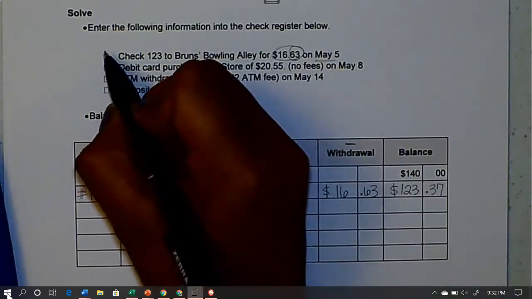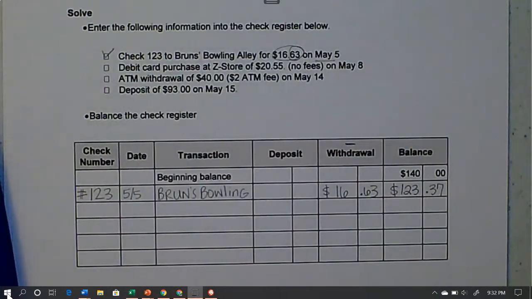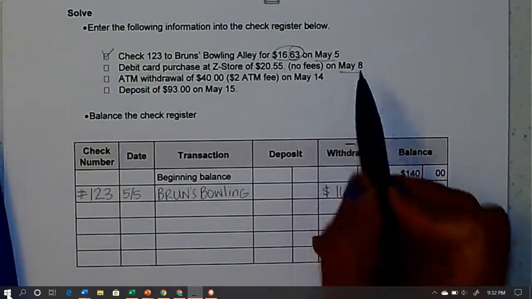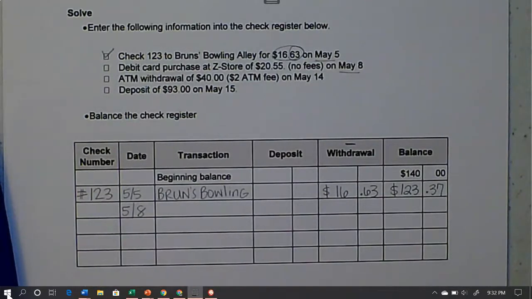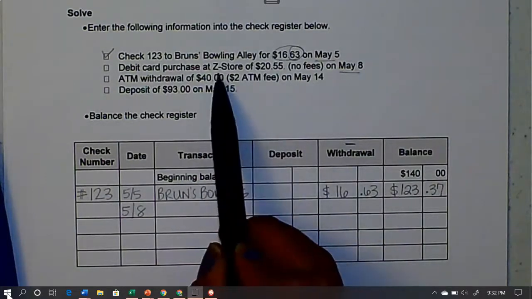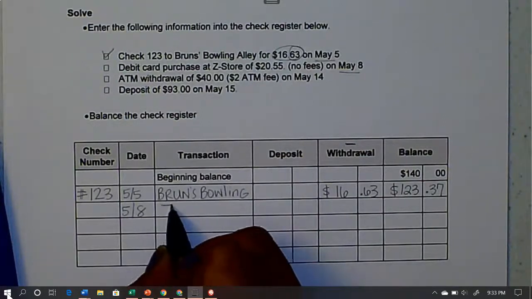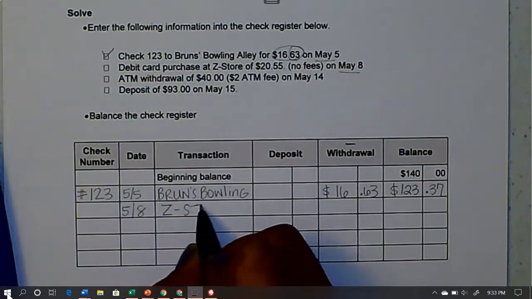Okay, so I've done this one. I'm going to move to the second one. It says debit card purchase at Z store of $20.55, no fees, on May 8th. Here I'm using my debit card. I didn't write a check, so I'm not going to fill in anything here. The date tells me that it is May 8th, so 5/8. My transaction is where I spent the money or what I bought. Here it tells me that the store is called Z store, so that's what I'm going to fill in here. Z store.